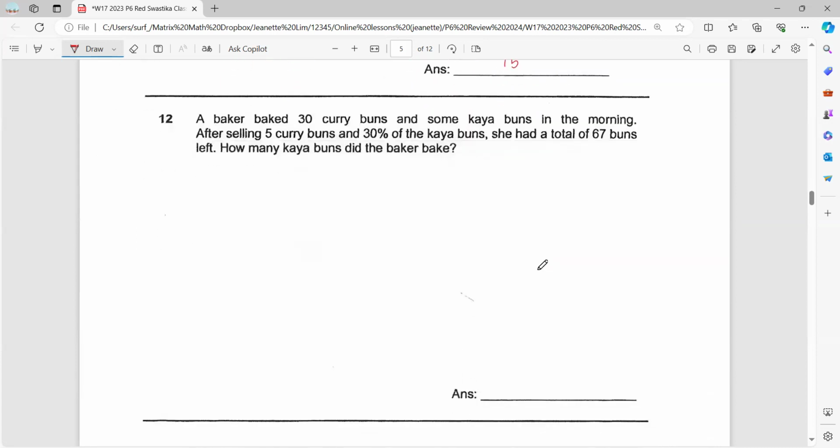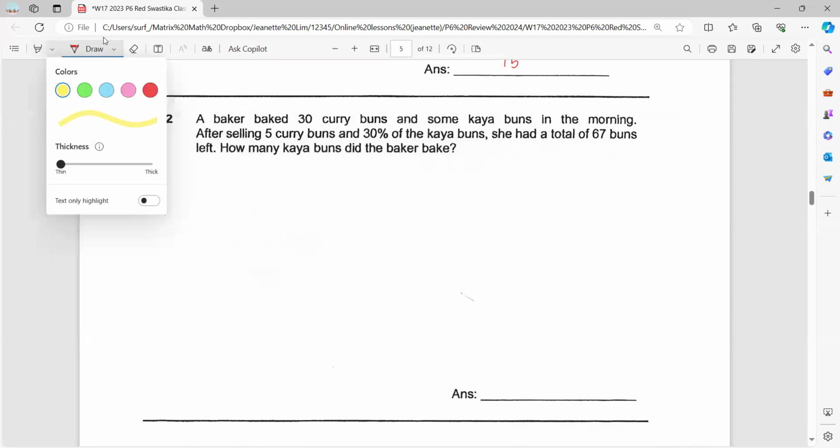Question 12. A baker baked 30 curry buns and some kaya buns in the morning. After selling 5 curry buns and 30% of the kaya buns, she had a total of 67 buns left. How many kaya buns did the baker bake?